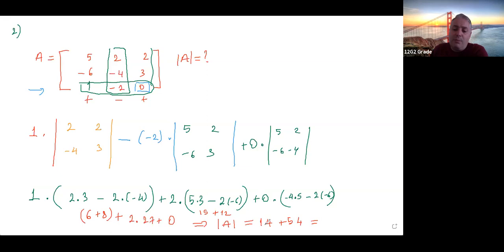And then 54 plus 14 is 68. 68 is the answer of the question. So determinant of A is 68. That's it. So 2 by 2 and 3 by 3, it's enough. It could be 4 by 4, 5 by 5, or the other stuff. It's fine. We can always use the same rule.